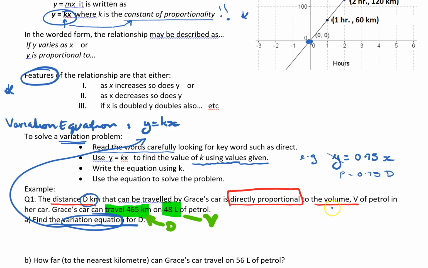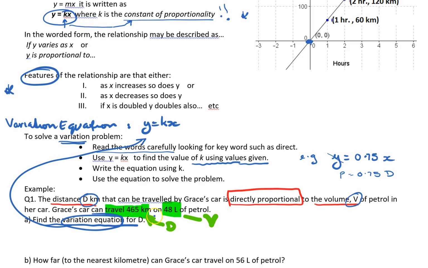It's directly proportional to the volume, and again, note the letter that they've said we should use for the volume of petrol. And of course, when you think about this, the distance you can go depends on how much petrol you have, the volume of petrol.